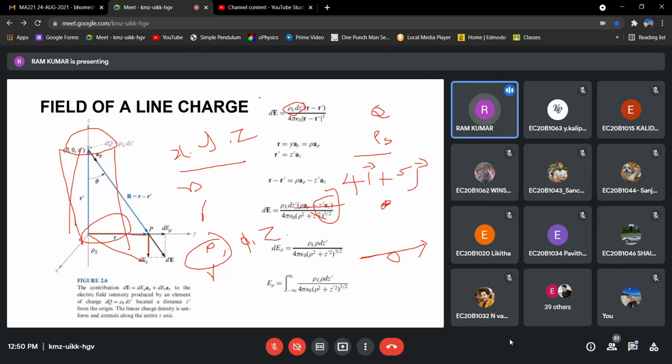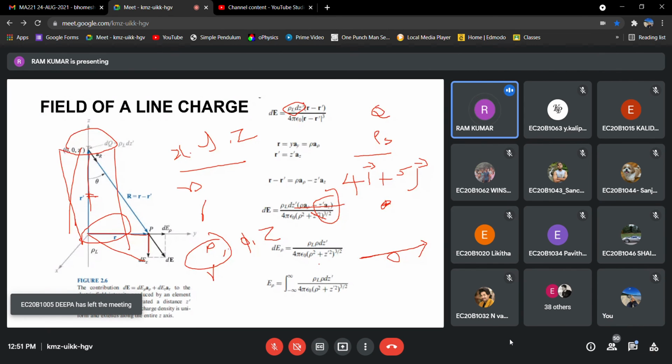Now this is a differential component. It means we are taking some small differential length along the line, and we integrate over the entire line. For the general case, we consider that this line exists from minus infinity to plus infinity. So the electric field intensity due to this line charge is the integration from minus infinity to plus infinity of this part.